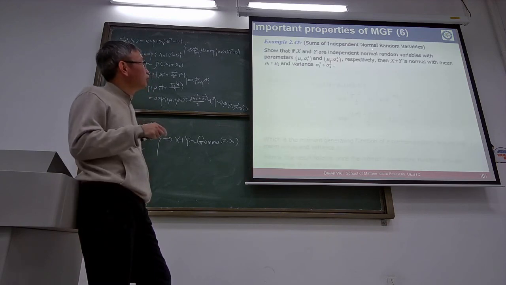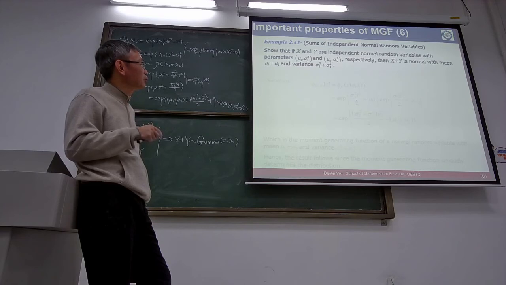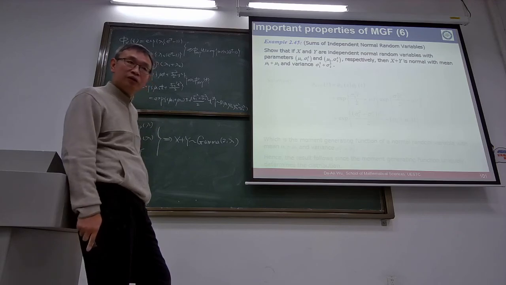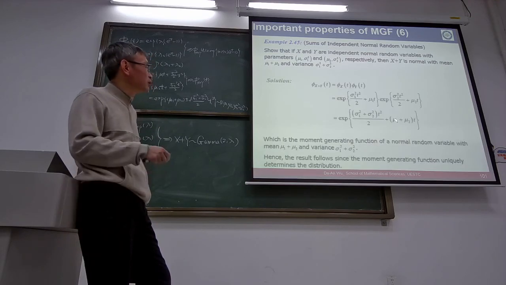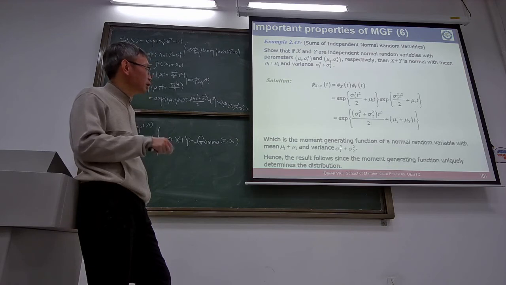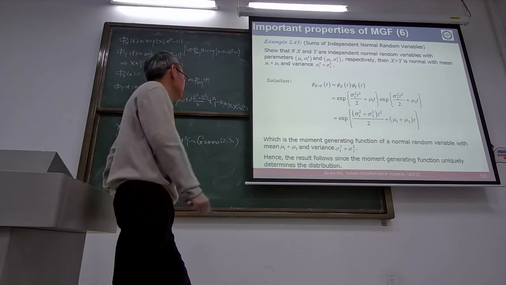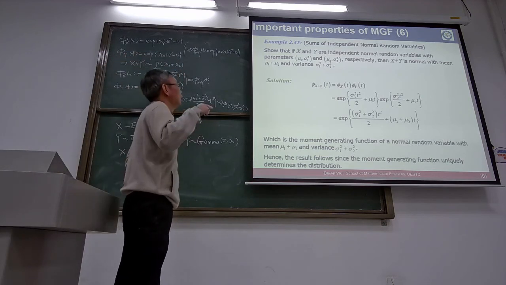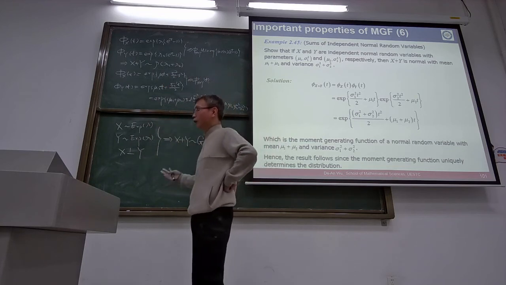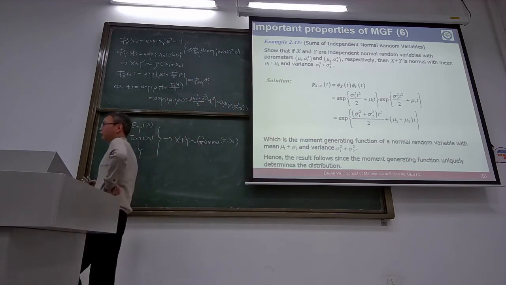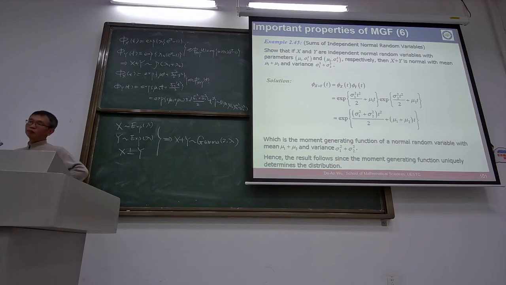The sum of two independent normal random variables with parameters mu1, sigma 1 square, and mu2, sigma 2 square respectively, then the sum of them also follows normal distribution with parameters mu1 plus mu2 and sigma 1 square plus sigma 2 square. Okay. I have proved it just using the property of moment generating function. It is very easy to use this powerful tool.